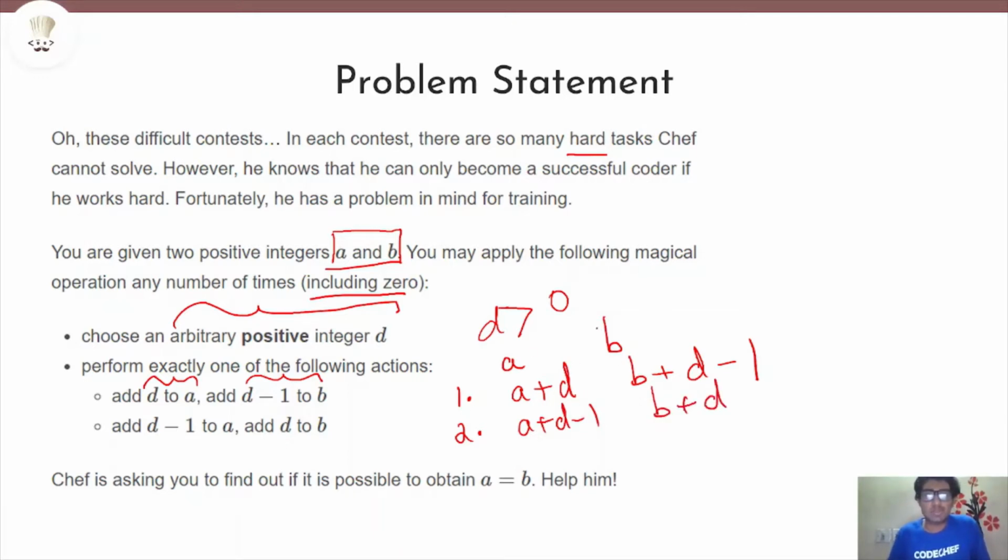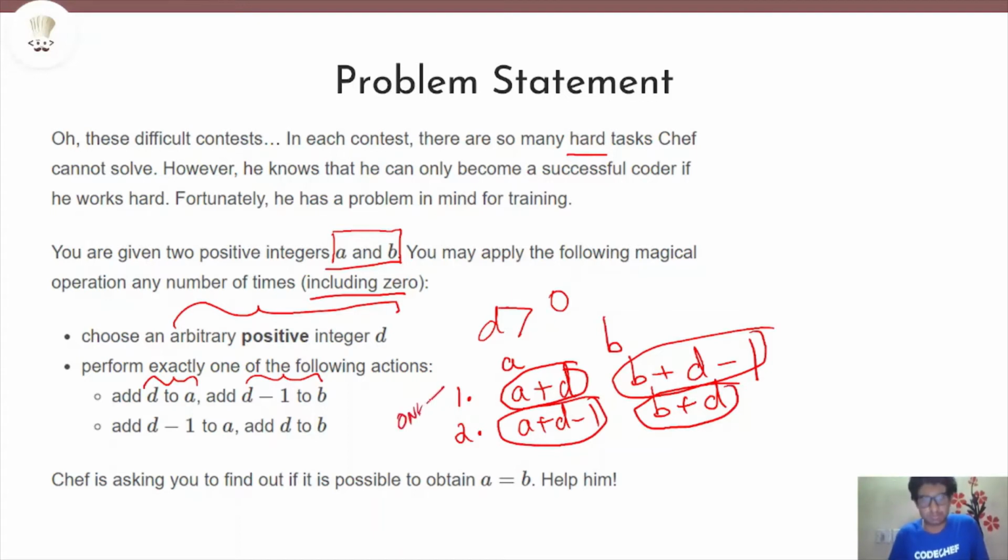So there are two kinds of operation that you can perform. You can add d to a and d minus 1 to b, or you can add d minus 1 to a and d to b. These are the two kinds of operations we can perform, and at each step we can perform one of the two. So at each step you have two possibilities. You can either perform this operation or you can perform this second operation. And we can perform these steps multiple number of times, as many times as you want, as long as at the end of the operations you're able to make a equal to b.